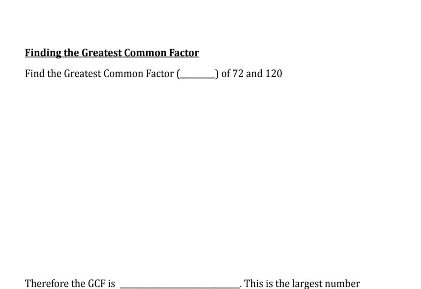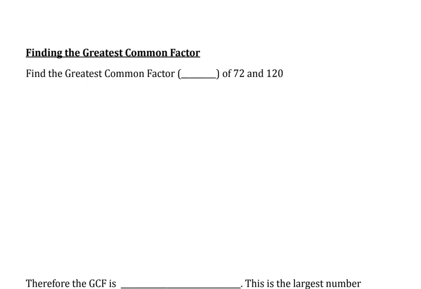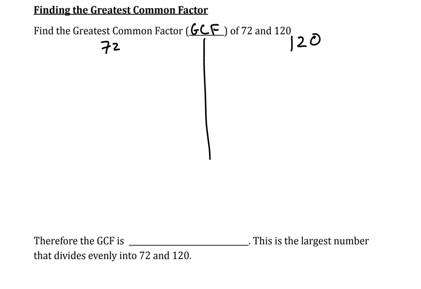Another important idea is finding the greatest common factor. So we want to find out what the greatest common factor is between 72 and 120. Greatest common factor, we just shorthand it to GCF. So the first step is to find a prime factorization for 72 and a prime factorization of 120. And then we're going to figure out what is common to both of those things.